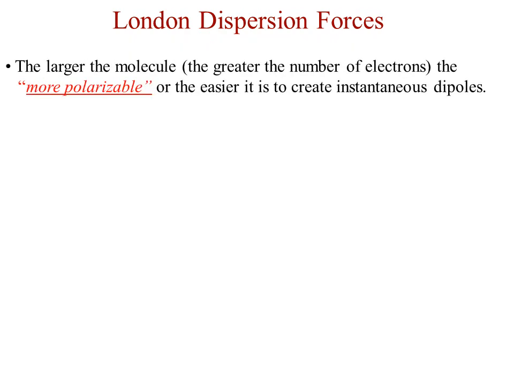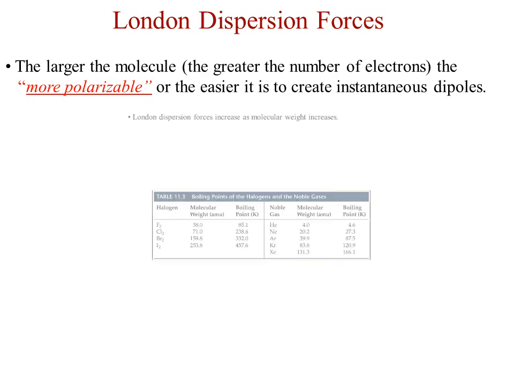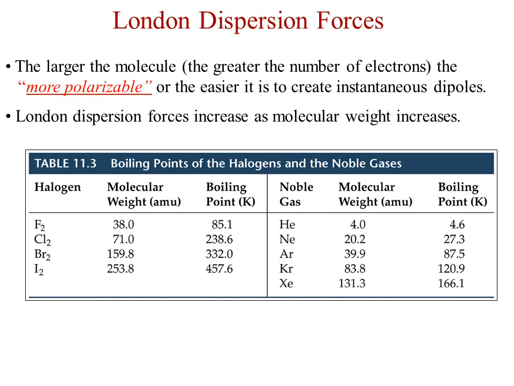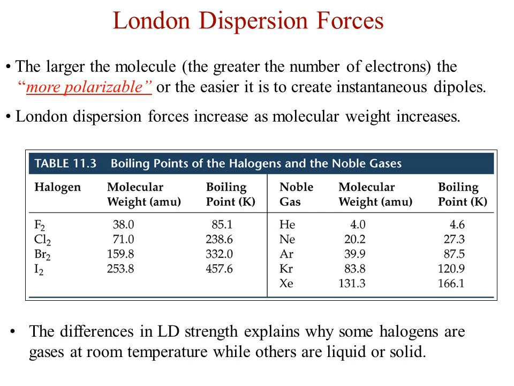Now we're going to compare the strength of London dispersion forces within nonpolar molecules. If you have a larger nonpolar molecule, you're going to have a greater number of electrons and it becomes more polarizable. That means it's easier to create these instantaneous dipoles with more electrons flying around. So if you compare the boiling point of fluorine to, let's say, iodine, since fluorine has a lower molecular weight, it has fewer electrons, and therefore it has weaker London dispersion forces than iodine.